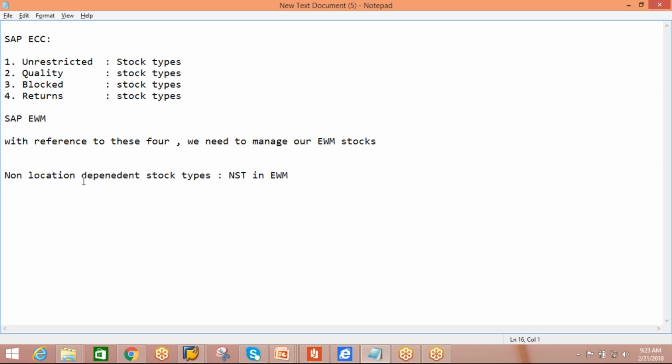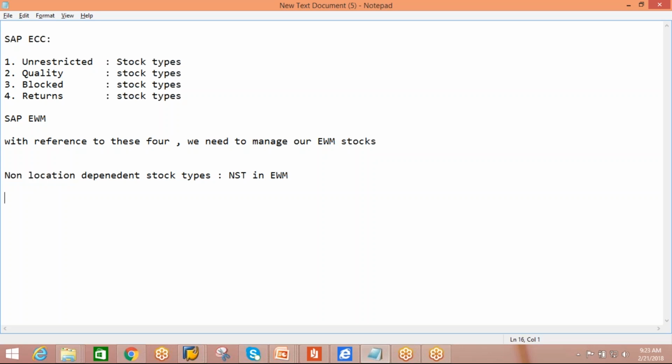Why non-location dependent stock type? Non-location dependent means those are not born in the EWM system. We are adopting them from another ERP system. That means those are not born in our system; we are adopting them from some other system. That's why I'm calling them non-location dependent stock types.